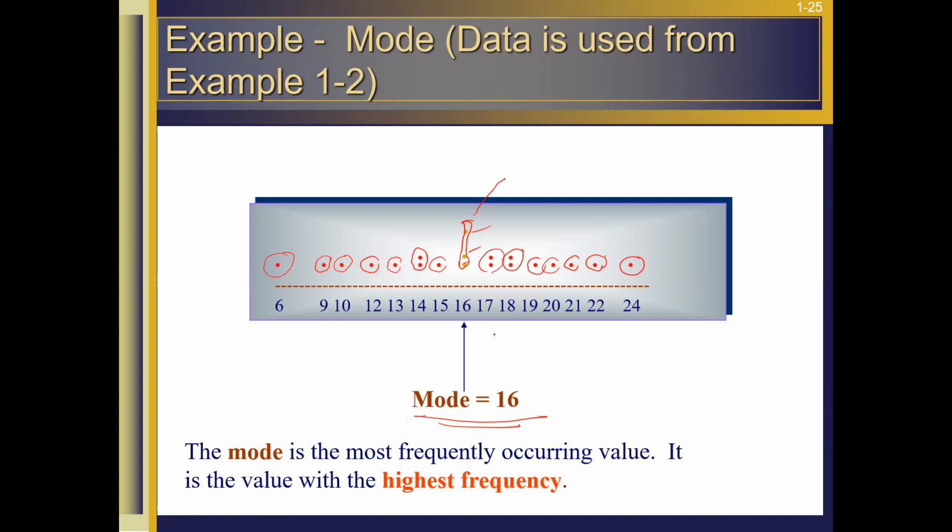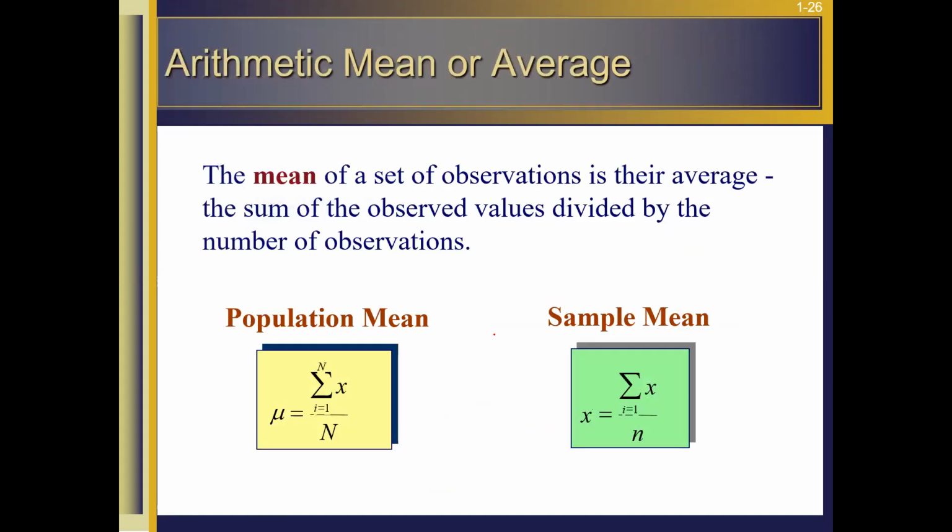Right. Let's see now about mean. Mean, for a set of observations, is the average. We consider it as the average. It represents the average of the data set. So it is the sum of the observed values divided by the number of observations. That is how we can find it.